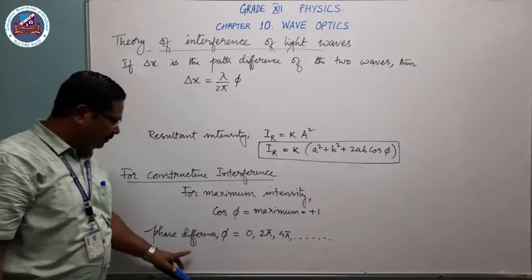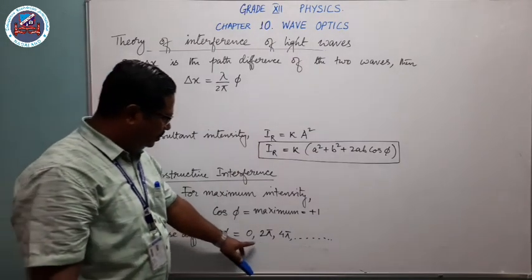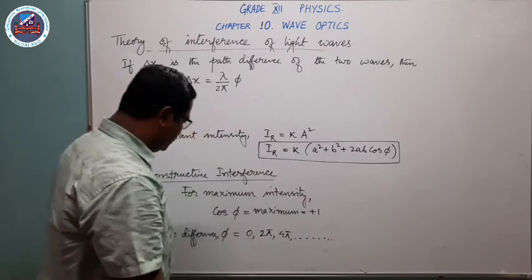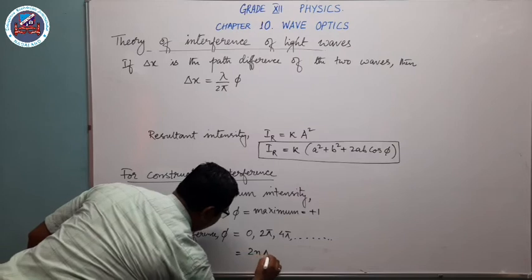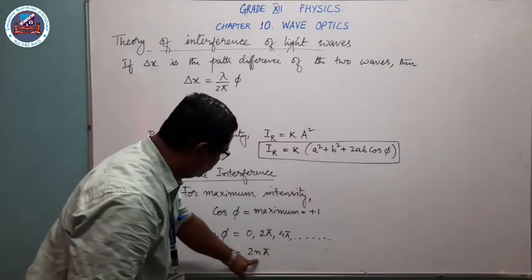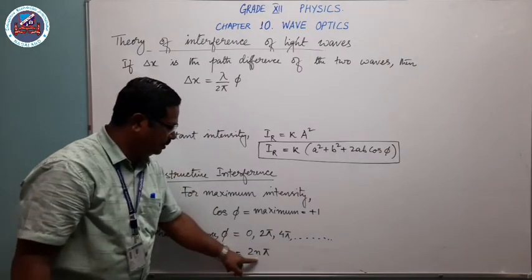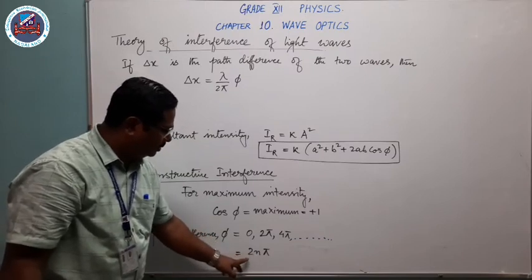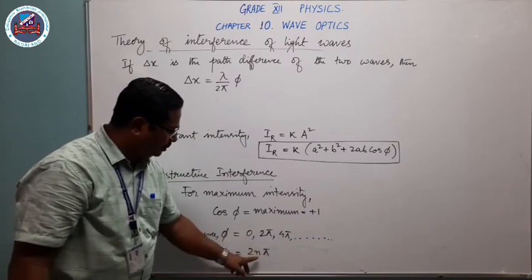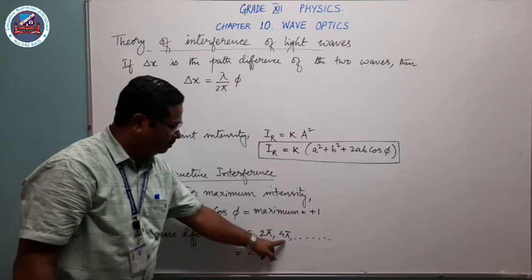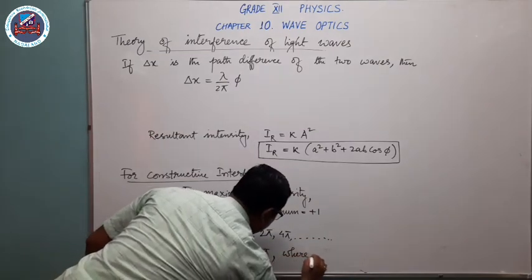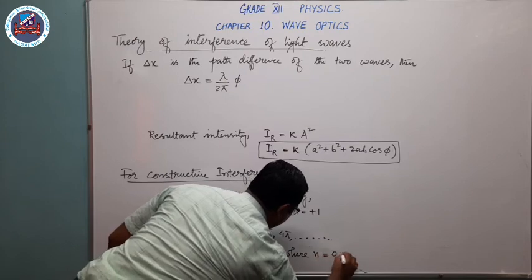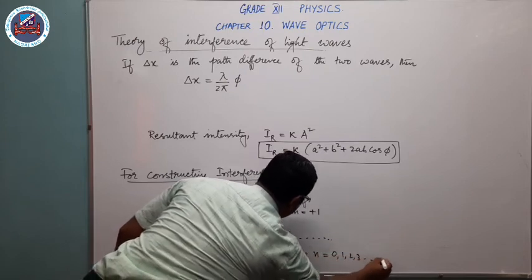Now if the phase difference phi is equal to 0, 2 pi, 4 pi, then the general term you can use is 2 n pi, where n can take values 0, 1, 2, 3 and so on. If n is 0, everything will become 0; if you take 1 into 2, it is 2 pi; if I take 2, it is 4 pi, so it matches with this, where n starts from 0.